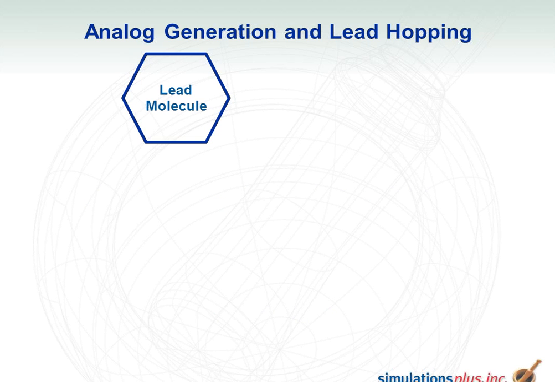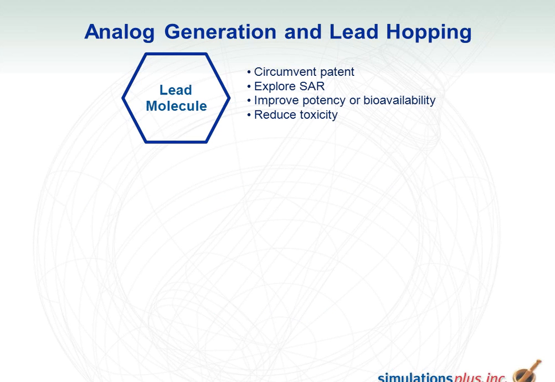This next slide simply shows an overview of the analog generation and lead hopping process. A lead molecule can come from many sources, including competitors' patents or internal screening. Some of the reasons for hopping away from or developing analogs of your lead molecule are to circumvent a patent, for example, explore SAR, and hopefully improve potency. You can also generate new molecules that hopefully will have improved bioavailability and reduced toxicity.